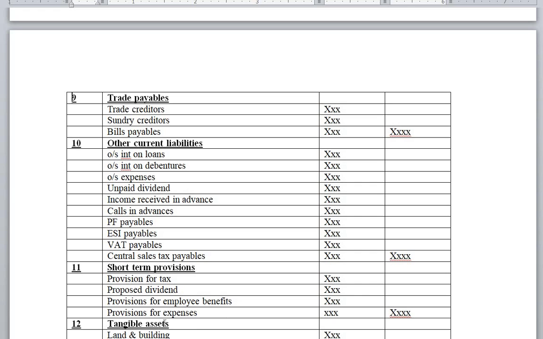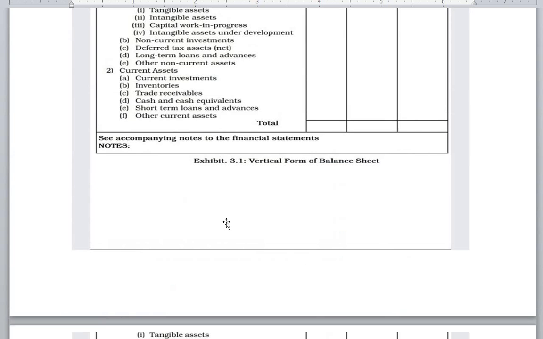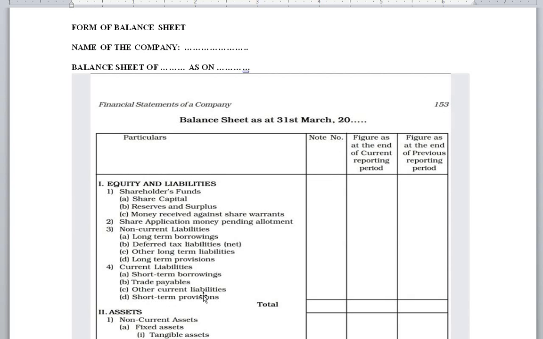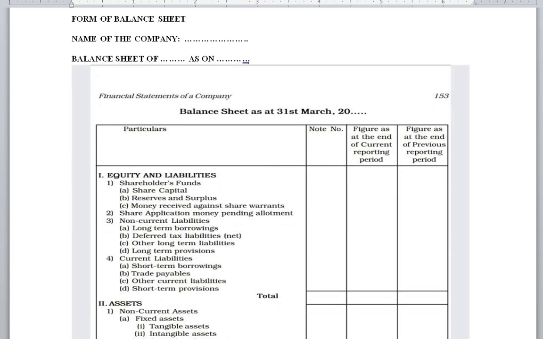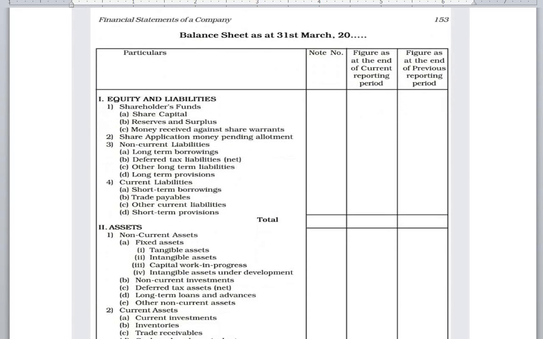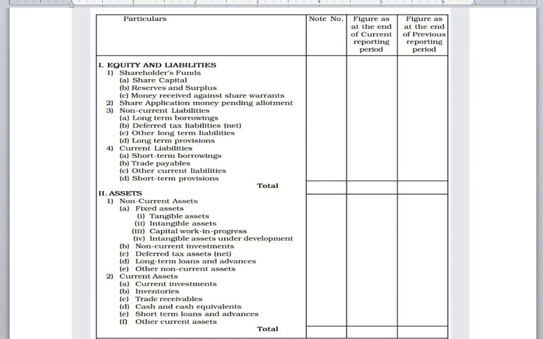Any kind of provisions which is made will come under short-term provisions. Okay, so this is all about the liability side of your balance sheet. And after short-term provisions, the next side of the balance sheet is the asset side. As you know, it is simply divided into two as non-current asset and current asset. So we will see each and every non-current asset separately.